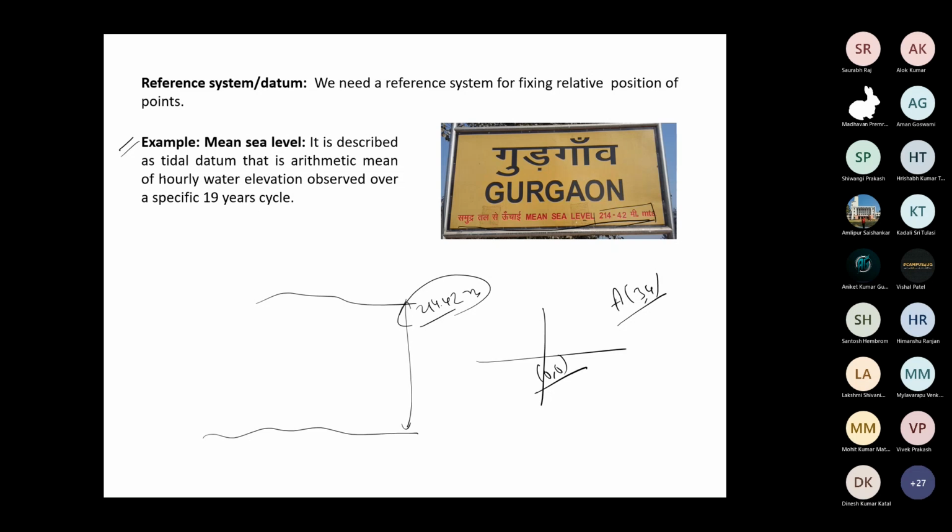So what is mean sea level? It is described as a tidal datum, that is the arithmetic mean of hourly water elevation observed over a specific 19-year cycle. Mean sea level is the datum level of your ocean, which we have considered zero. Something should be there as a reference, otherwise it will not be possible. You got this point? I should go to the next slide. Any questions so far?